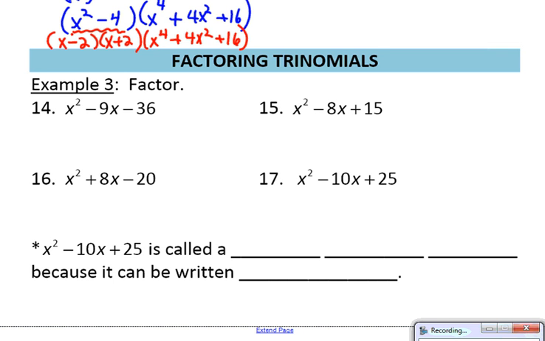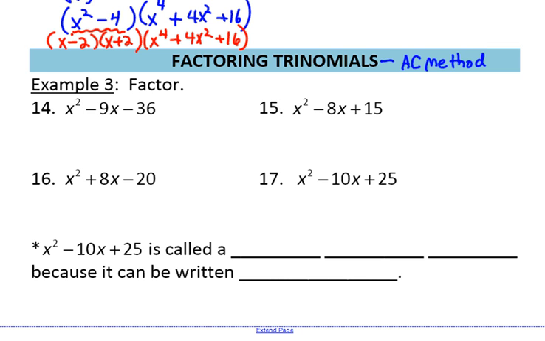The next section for this unit on factoring is going to be on factoring trinomials. And hopefully you know at this point that you're going to use the AC method to do this. So if you are not comfortable with that, you need to come talk to me, because I'm going to assume you know how to do it.